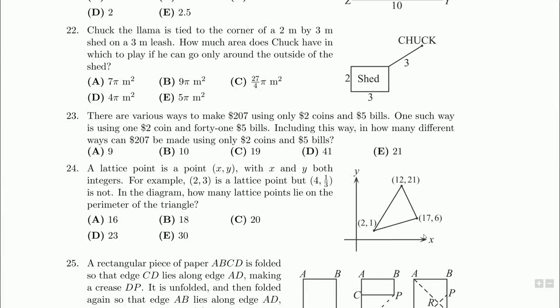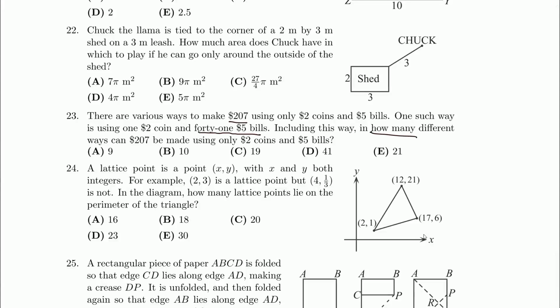There are various ways to make $207 using only $2 coins and $5 bills. One such way is using one $2 coin and 41 $5 bills. Including this way, how many different ways can $207 be made using only $2 coins and $5 bills?